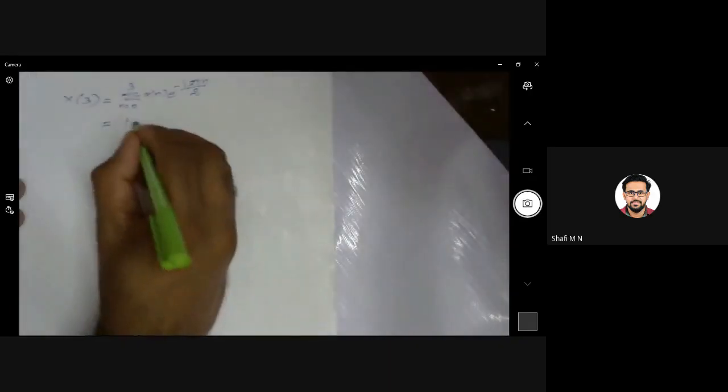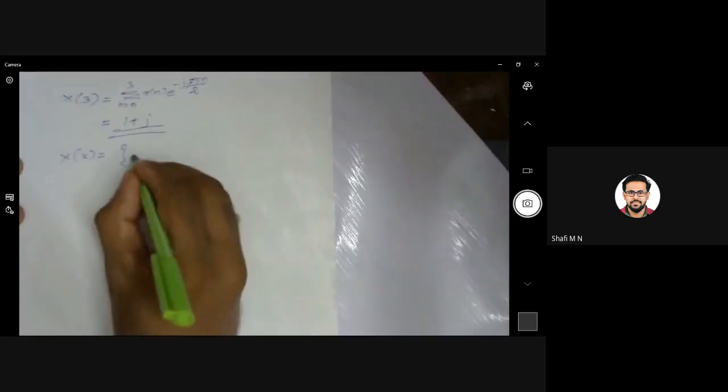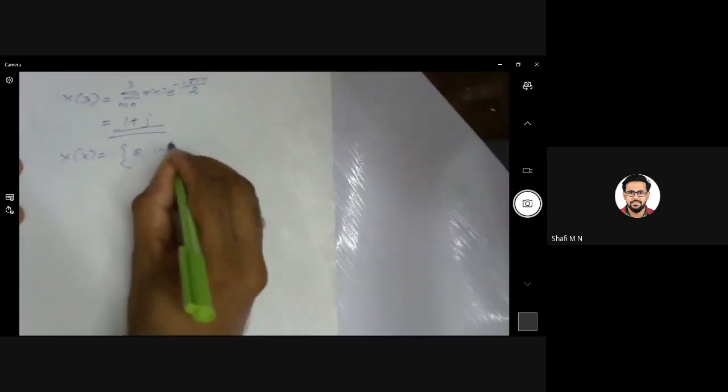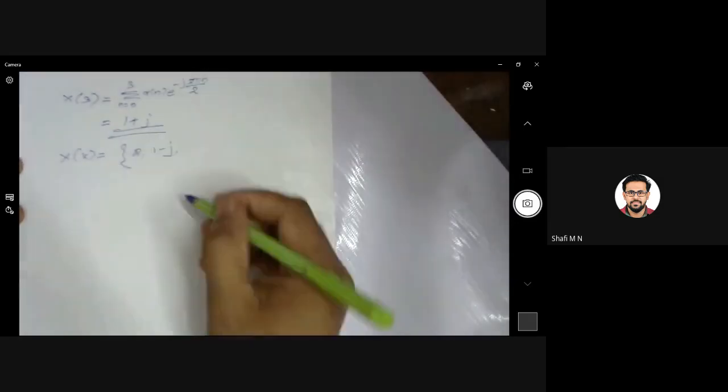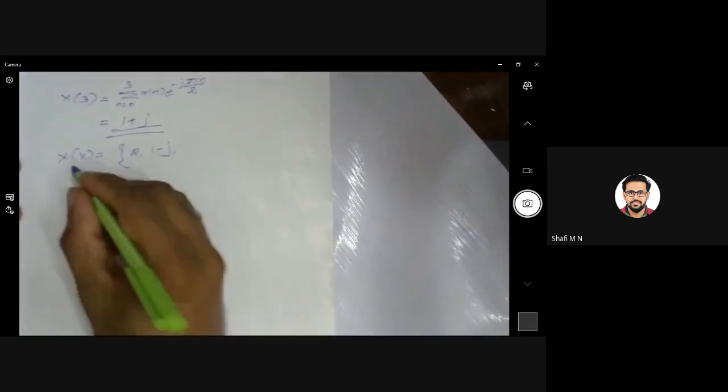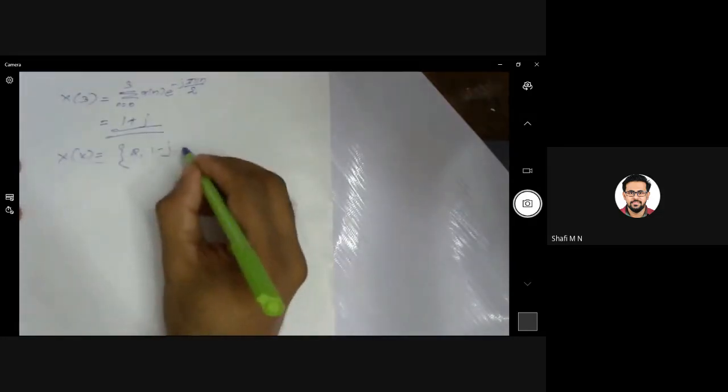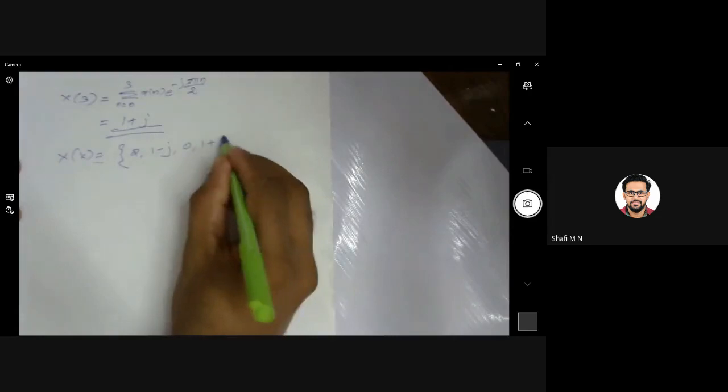Is it 1 plus j? Yes, sir. Okay. So that's it. You have calculated the 4-point DFT. At last you have to write all these values together. First term was 2, second term was 1 minus j. Your answer should be written like this: X of k is equal to 2, 1 minus j, 0, 1 plus j. Got it?